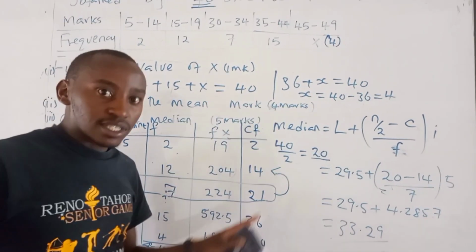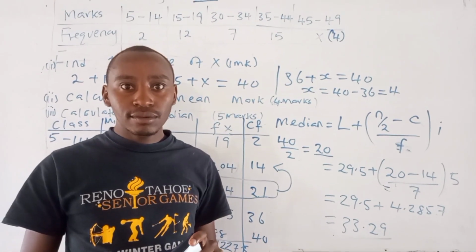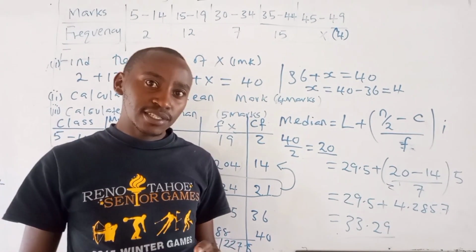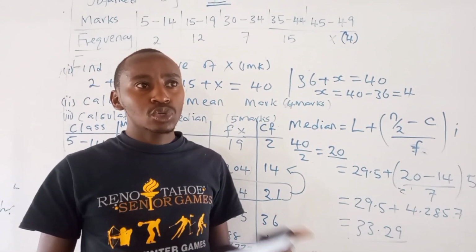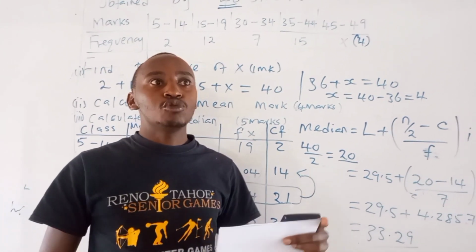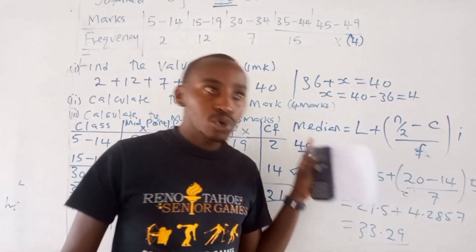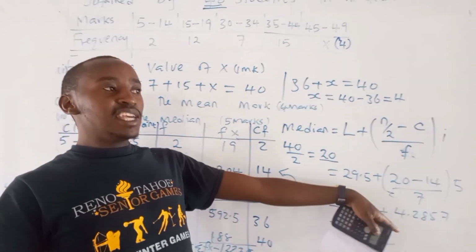So this is statistics. I said it is tested in paper 1, and in every case, we've always had a question on this area. So it's upon you to know which area you're weak at, and you work on that. Doing all that in that question, you are sure of earning 10 marks.